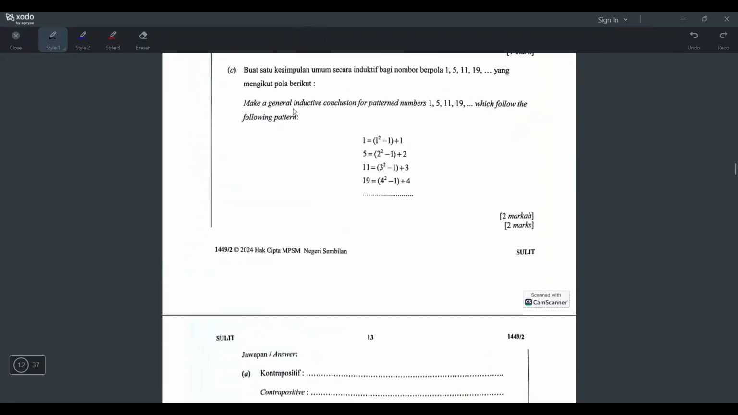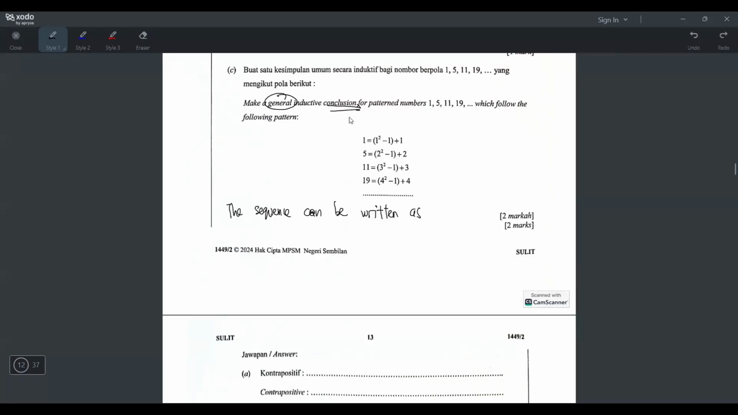Let's continue. All right, soalan C, let's see what they want. Make a general inductive conclusion for pattern numbers 1, 5, 11, 19, which follow the following pattern. So this is under inductive argument. If it's under inductive argument, they like to ask you to write a conclusion. Okay, they always like that. And the method is you have to write the sequence. The sequence can be written as, or you can also write the pattern. Okay, the pattern can be written as, and then you write down the answer here.